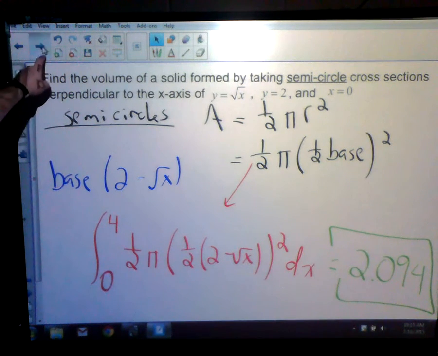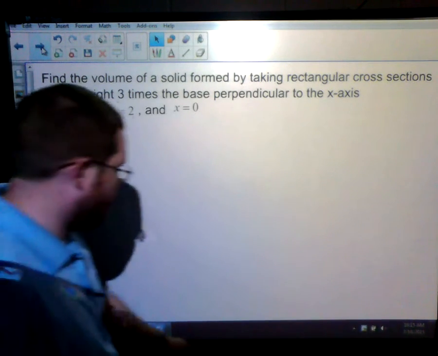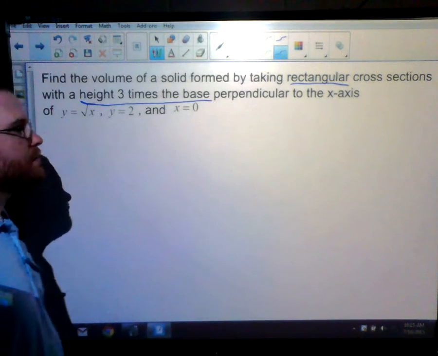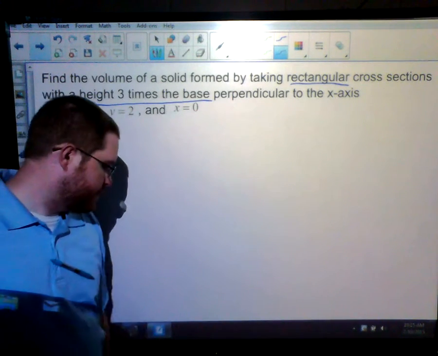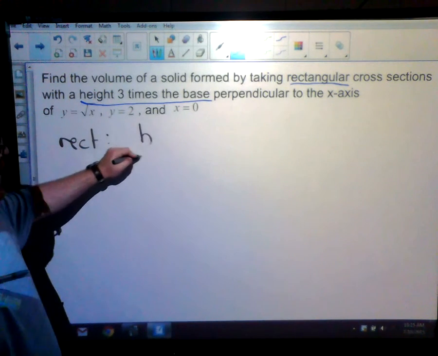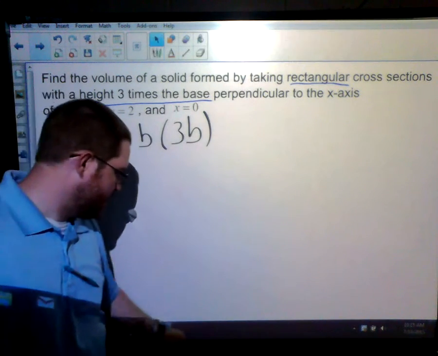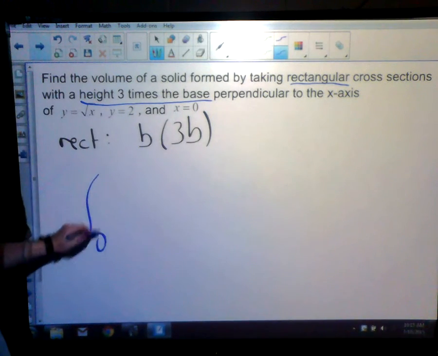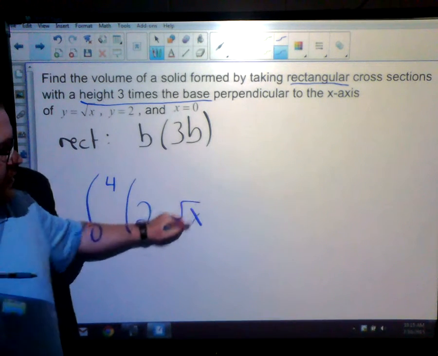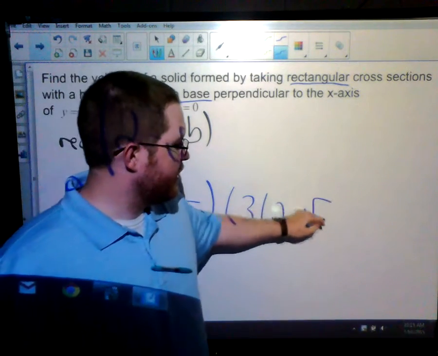For the last problem, I'm going to keep the functions the same, but now I'm going to do rectangle cross sections with the height 3 times the base. So, for this rectangle, it's going to be base times height, which is 3 times the base. So it's still going to be 0 to 4. The base is still 2 minus square root of x. But now the height is 3 times 2 minus square root of x.